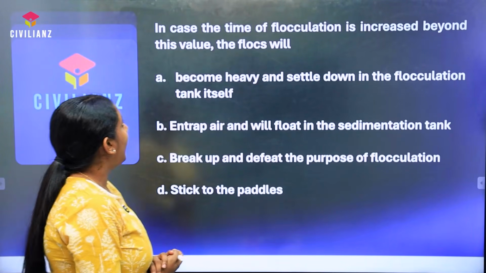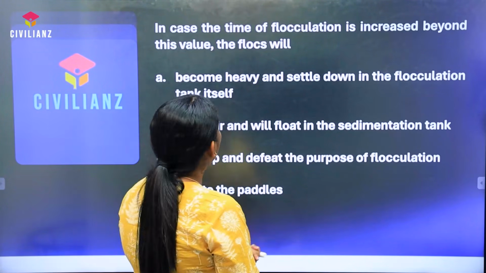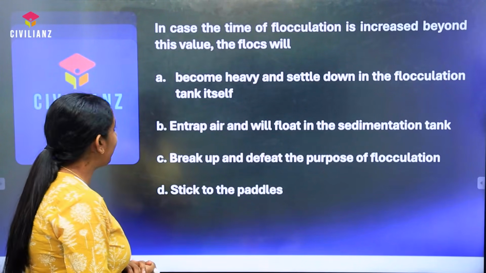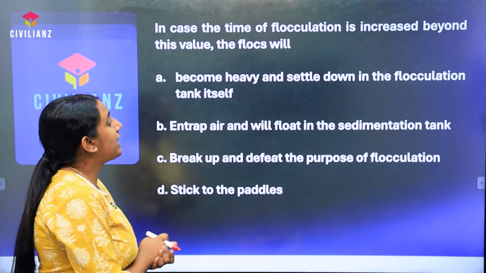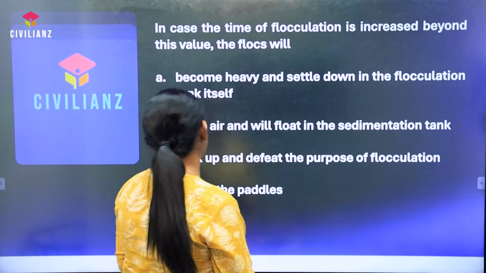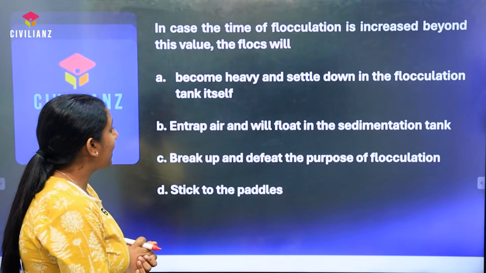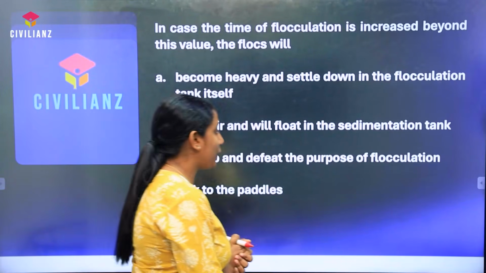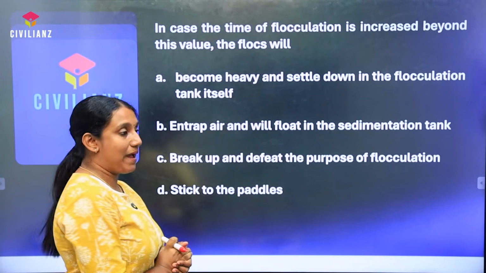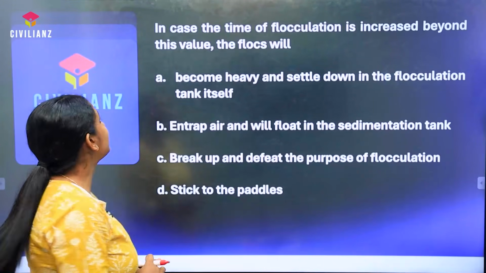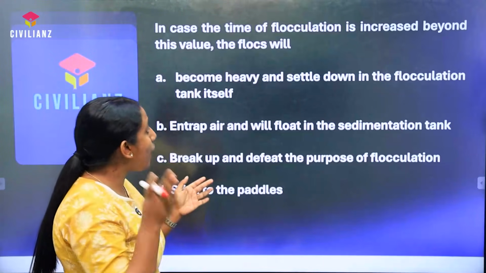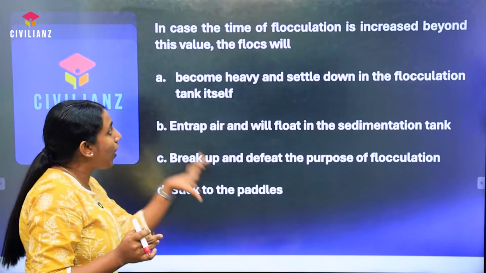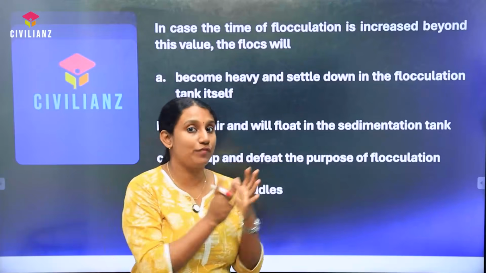Next question. In case the time of flocculation increases beyond this value, the flocks will become heavy and settle down in the flocculation tank itself; entrapped air will float in the sedimentation tank; break up and defeat the purpose of flocculation; or stick to the paddles. So what is the case? If the time of flocculation increases beyond this value, what happens to the flocks?